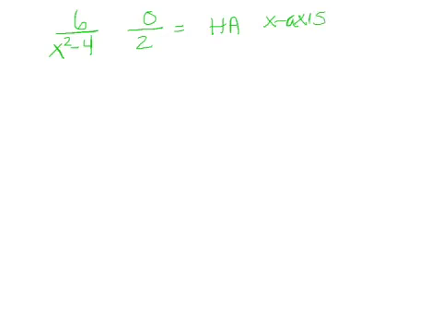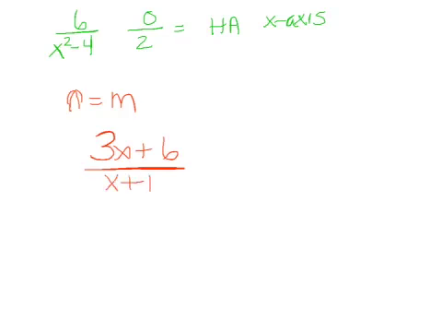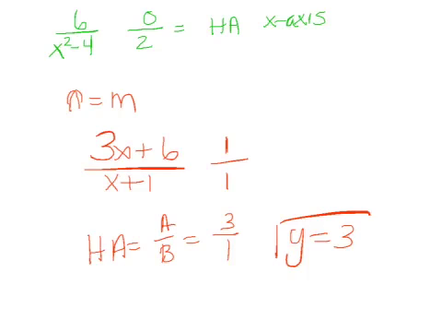If n is equal to m, like our first one, which was 3x plus 6 over x plus 1, the degree for the numerator is 1 and the degree for the denominator is 1. So our horizontal asymptote is the ratio of a to b. In this case, it's 3 over 1, so our horizontal asymptote is y equals 3.